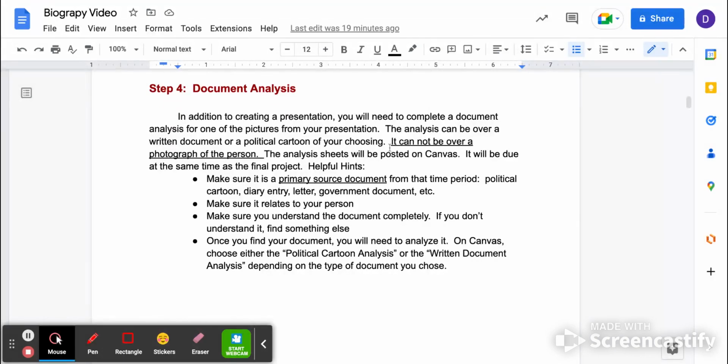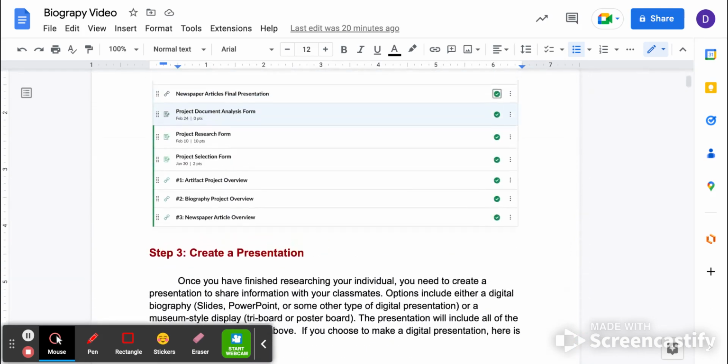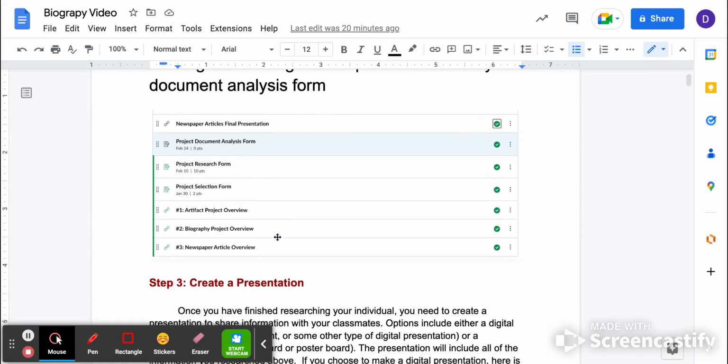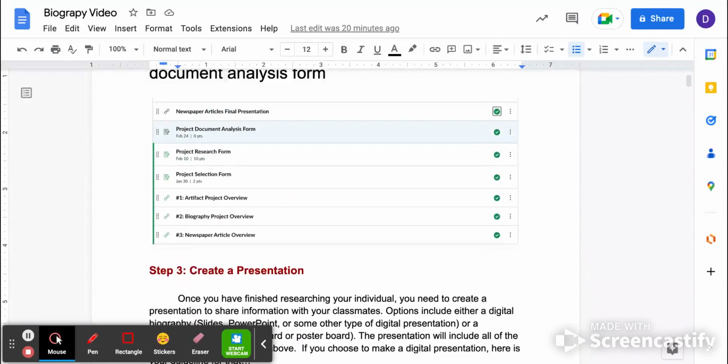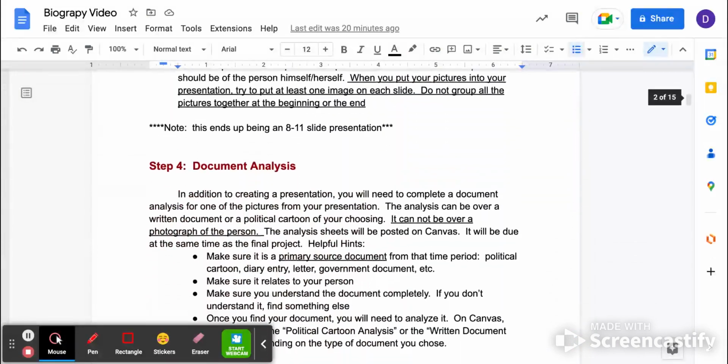Once you've decided on either the political cartoon or the written document and you found it, this is a mistake. I'm just going to show you. Don't read that. It's this guy that you're looking for, the project document analysis form, and I'll show you that down below. That's what you're looking for. So by the 24th, you will turn in your presentation to me, and you will do the document analysis.